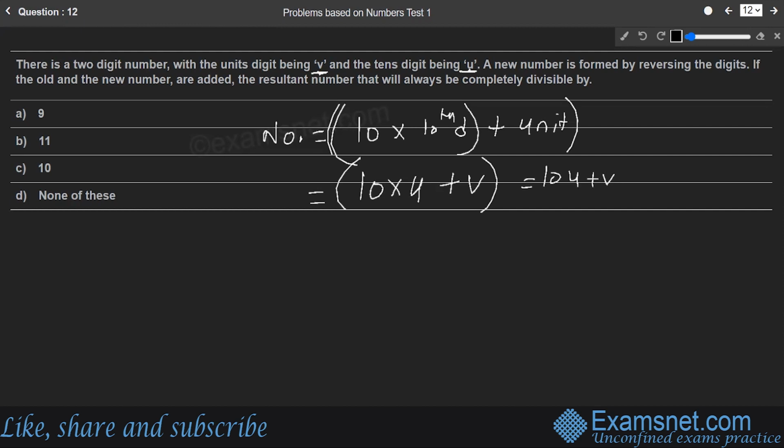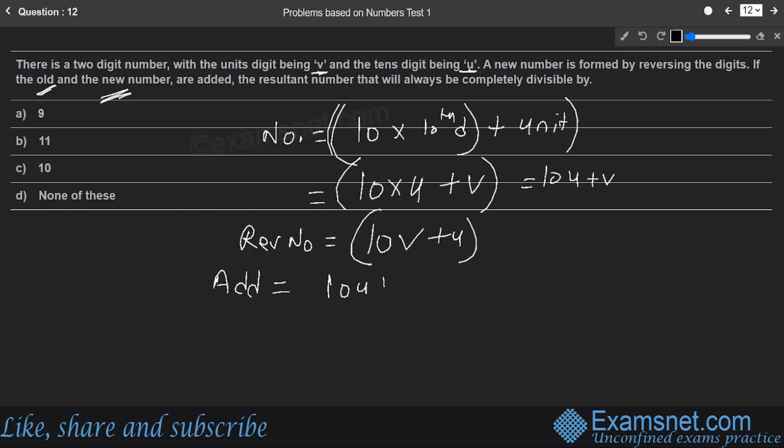Then later he says a new number is formed by reversing the digits. So if the digits are reversed, we're going to find the reverse number. The unit digit will become the tens digit, and the tens digit will become the unit digit. The number now will be 10V plus U. So this will be the reversed number. Then he says the old and the new number are added together. So let's add them: 10U plus V plus 10V plus U. How much does this become? This becomes 11U plus 11V.